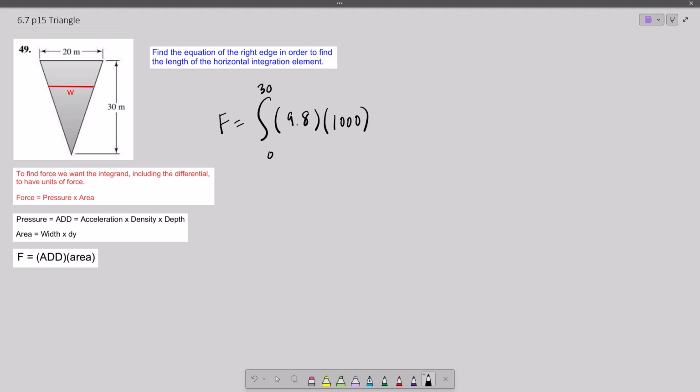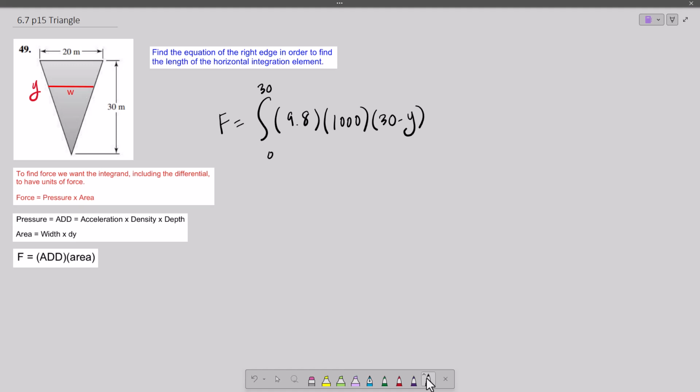So AD. And then when we look at our element, we're thinking of this as an element at a random y right there. And so now we want to think about how deep below the surface is that y element. And it will be the total distance, 30, minus the lower distance. The lower distance is y, from there to there. So this upper distance is the total distance minus the lower distance. So 30 minus y. That goes right there. So there's ADD: acceleration, density, depth.